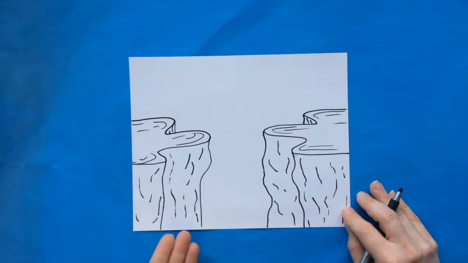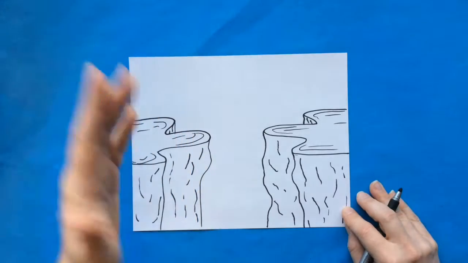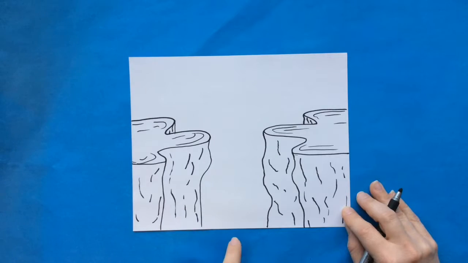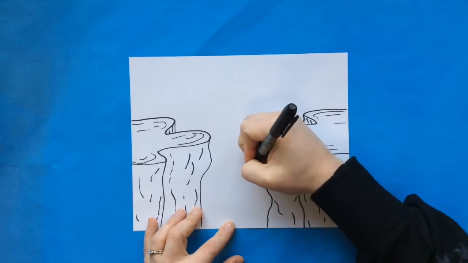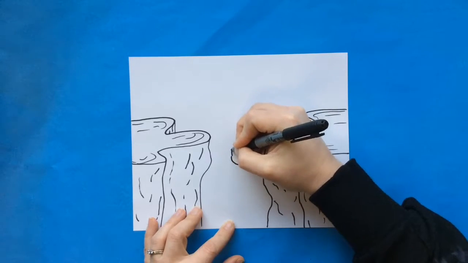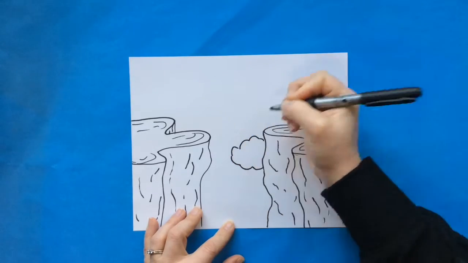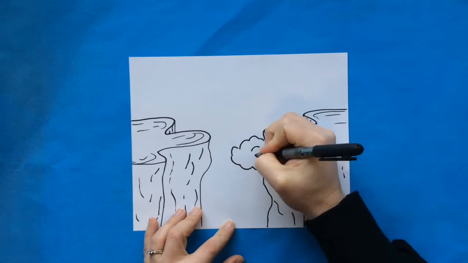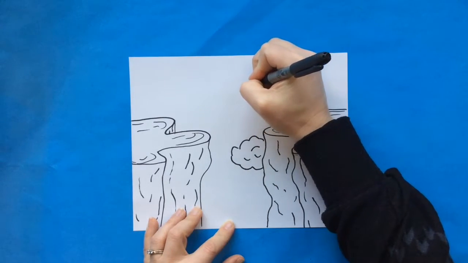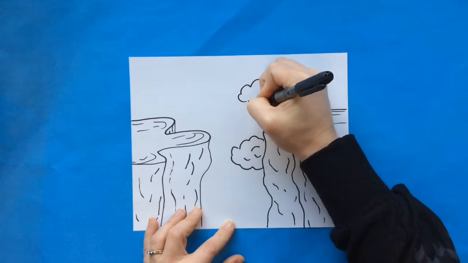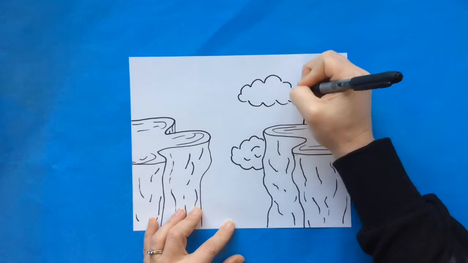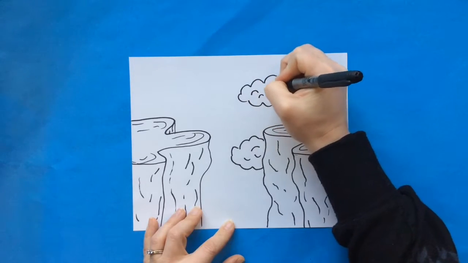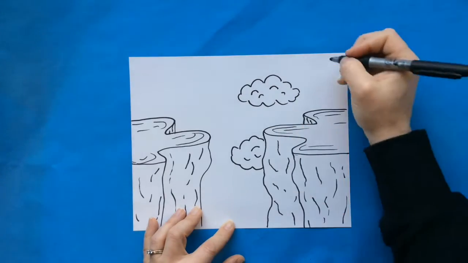Now, we want to make sure that these cliffs look like they're really up high because this valley is so deep. So what we're going to do is give some clouds. Now you can add some clouds even behind your cliffs here. So I'm making some curved lines, like so, and some texture inside, so I'm giving a couple of curved lines.